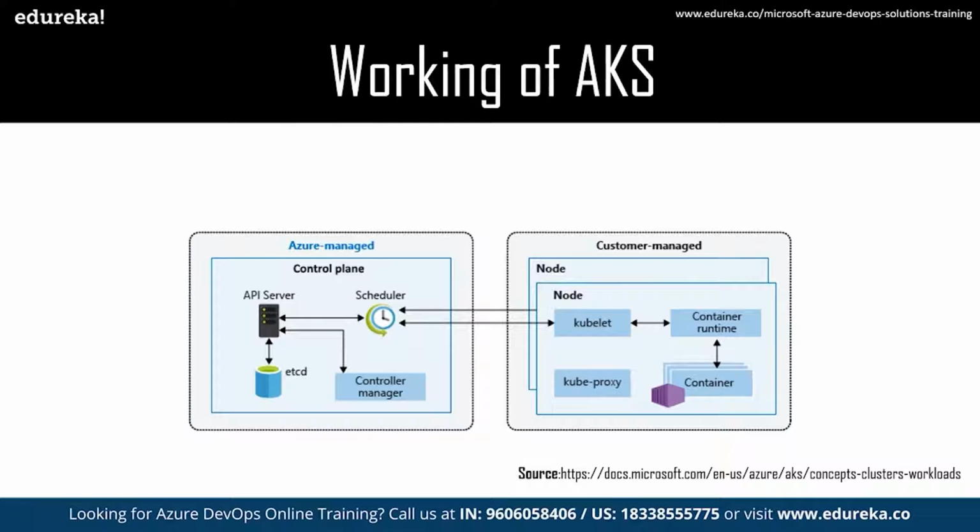Now, if you talk about the control plane, what you have here is your API server. When you talk about your API server, it basically tells you how the underlying Kubernetes APIs are exposed. This component provides the interaction for your management tools, be it your kubectl or the Kubernetes dashboard.